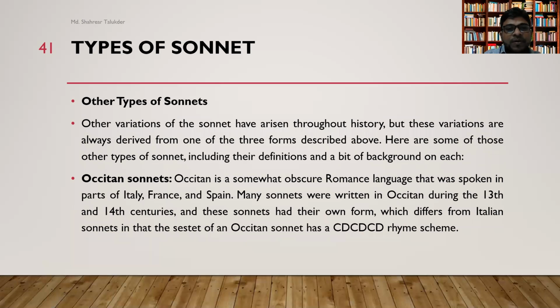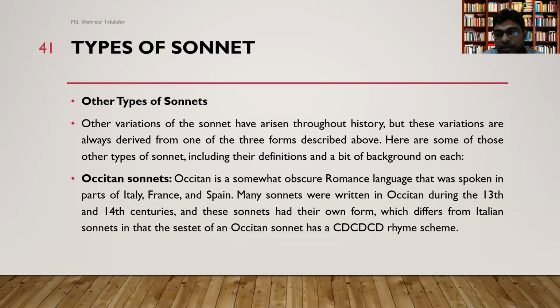There are also some other types of sonnets, as you can see. Other variations of the sonnet have risen throughout history, but these variations are always derived from one of the three forms described above. So either it's the Petrarchan or Italian sonnet, or the English or Shakespearean sonnet, or the Spencerian sonnet. All the other types of sonnets are variations of these three types. In one way or another, when we try to write sonnets, we follow those three: Italian or Petrarchan, English or Shakespearean, or the Spencerian sonnets.